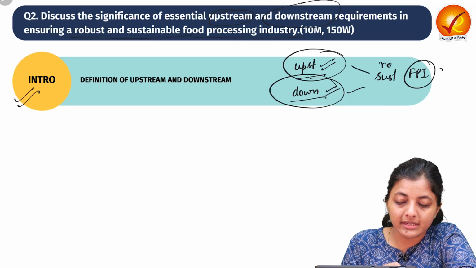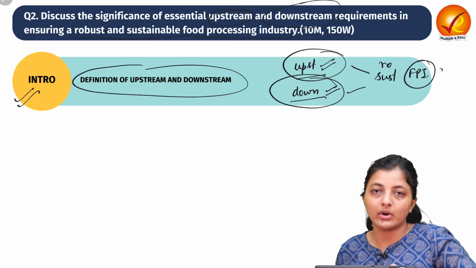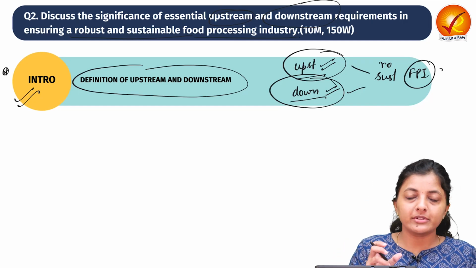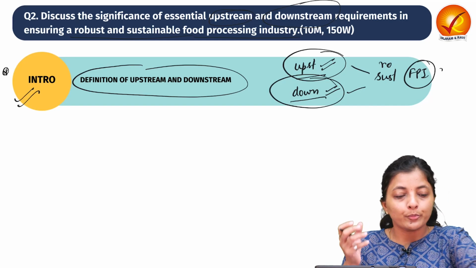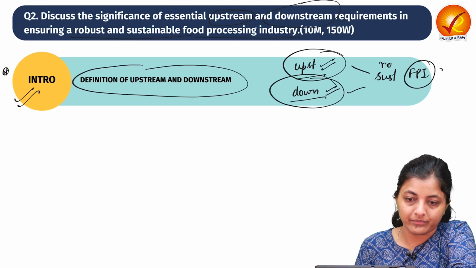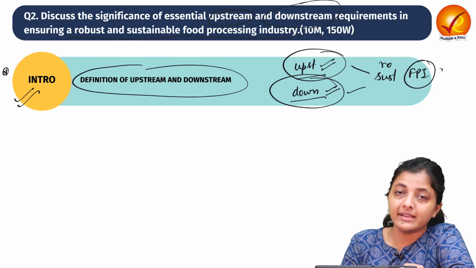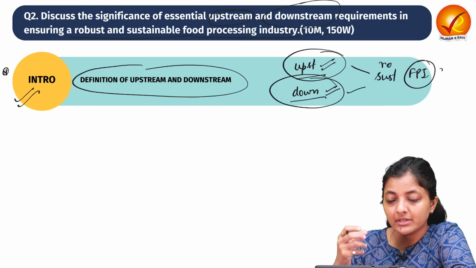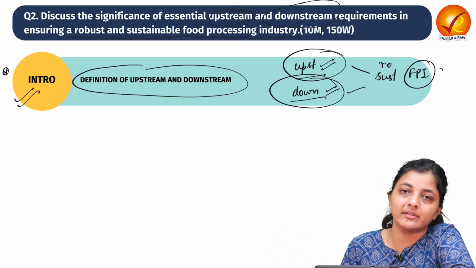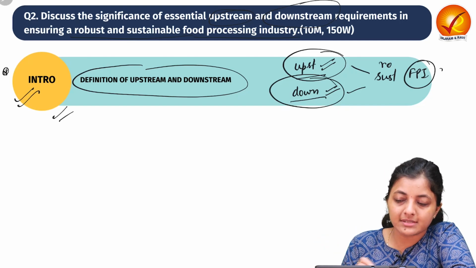Now, how can we start the introduction? We can write the definition of the upstream and downstream requirements. So, we can write that the upstream and downstream requirements are essential elements in the production process or the supply chain. The upstream requirements are the early stage activities like the procurement or sourcing of raw material, and the downstream requirements are the later stage activities like branding, marketing, processing and distribution of the final products. So this is the intro.